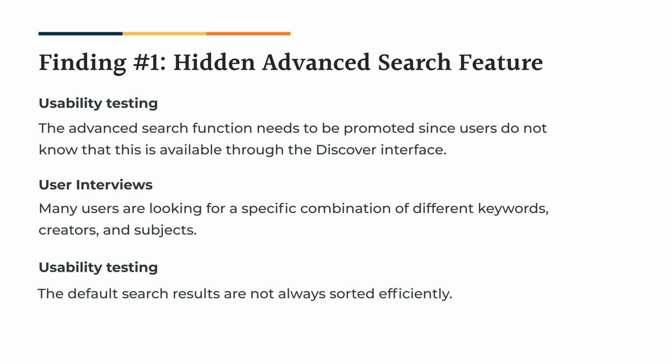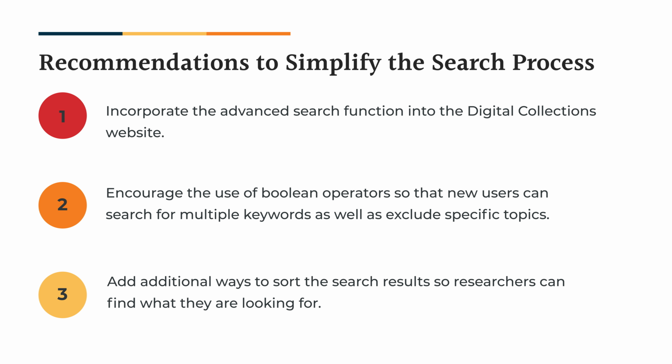We also learned through usability testing that users find it cumbersome to comb through the search results when locating a specific resource. Although relevance is the default sorting method, this does not guarantee that the most helpful resources will be displayed first. Our first recommendation is to incorporate the advanced search feature into Digital Collections homepage. This will make sure users don't get lost when navigating to another page to find specific resources.